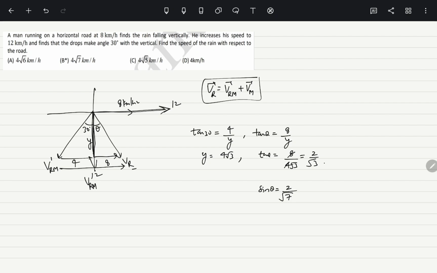Now again, I'll take this triangle and I'll write the sin theta. So from this triangle, sin theta is 8 by VR. VR we need to find, right? So VR is coming as 4 root 7 km/h, and that is the answer. Okay, so hope you understood. Let's move to the next question now.